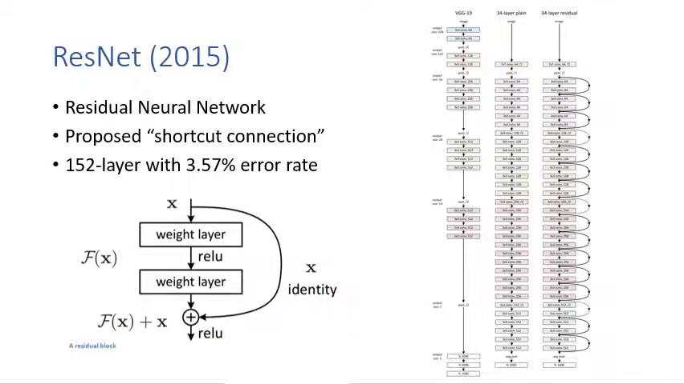So the new model has achieved a very low error rate, just 3.57%. That outperforms human performance, with 152 layers. However, the error rate of the 34 layer version is close to the 152 version. Researchers have pushed the limit to 1000 layers, but didn't get a significant improvement. Anyway, ResNet is a very effective model, and now almost all models include a shortcut connection in their module.